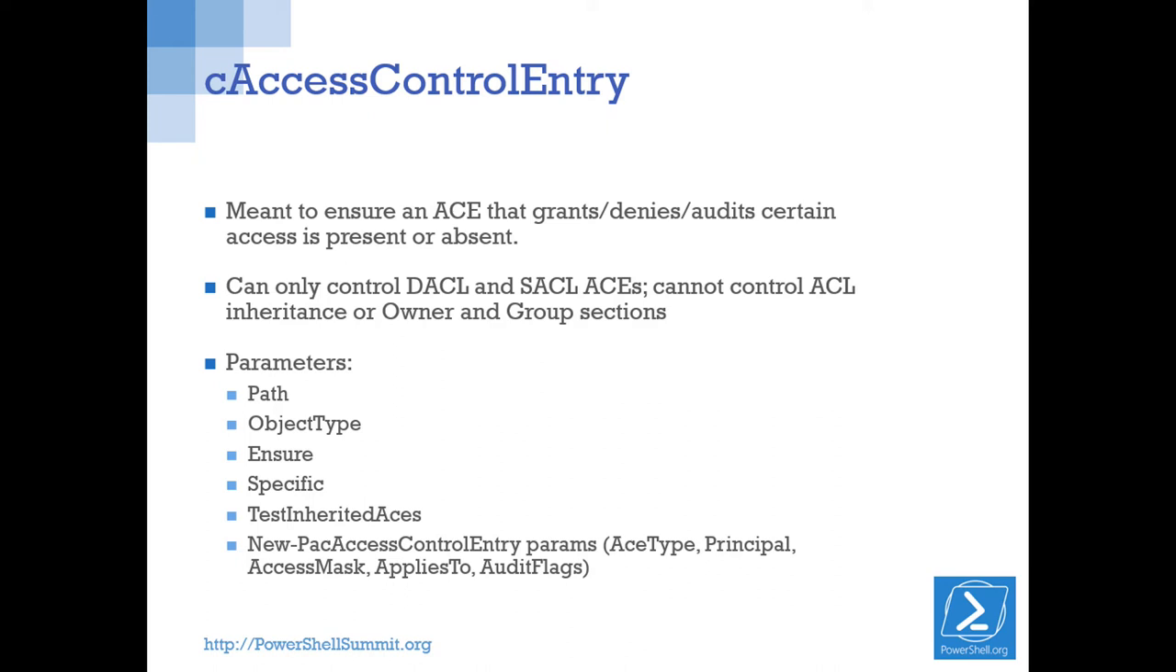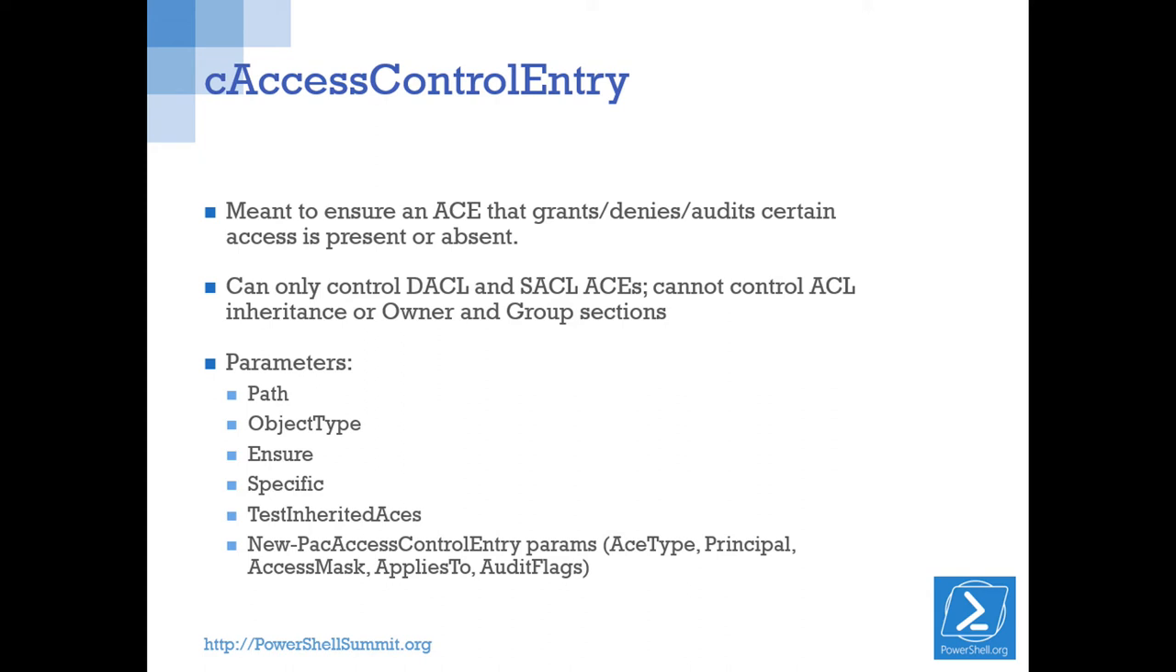It actually has a bunch of parameters, so I didn't pick up a whole bunch of stuff. I put that last one that says these are parameters shared with the new access control entry commandlet. But there's a path, which is going to obviously identify the object that you want to secure. You have an object type, and right now I'm artificially limiting it; it doesn't work with everything that the rest of the module works with. Active Directory objects are definitely out on this one.